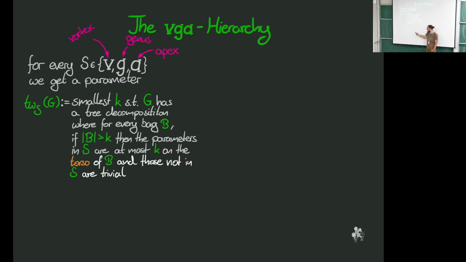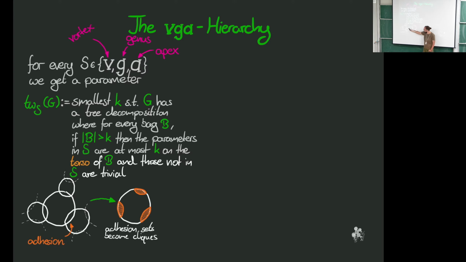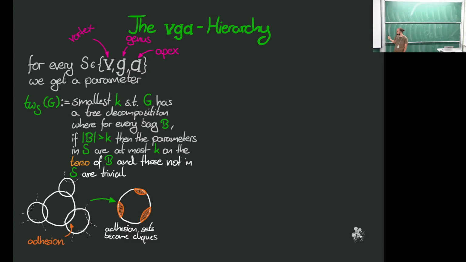torso of B. Torso meaning I take the bag B, I look at the intersection to all neighboring bags, and I make the intersections into cliques. So that is what my torso is. I look at this specific graph. In this graph, I want all the parameters that are in S to be bounded by k, and all parameters among V, G, and A that are not in S should be trivial. So as an example, if A is not in S, then I should have bounded V and bounded G without deleting a single apex. Do you want S to be a subset of VGA or?